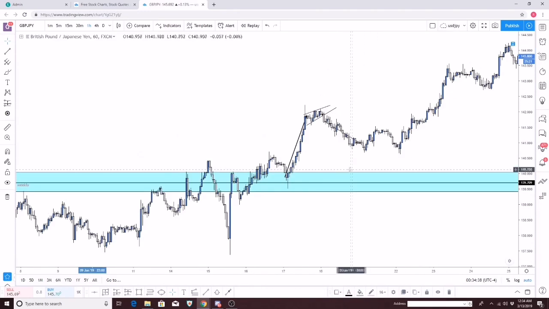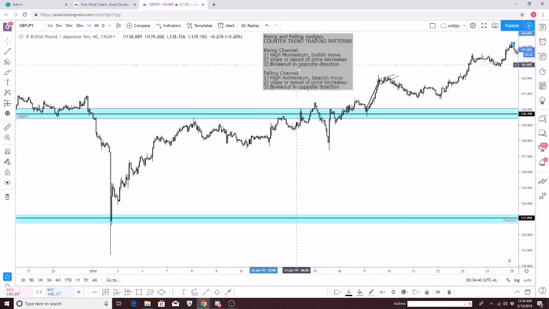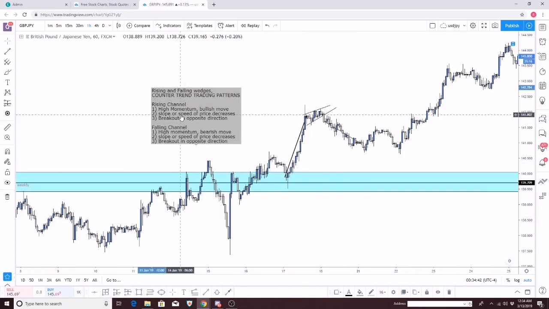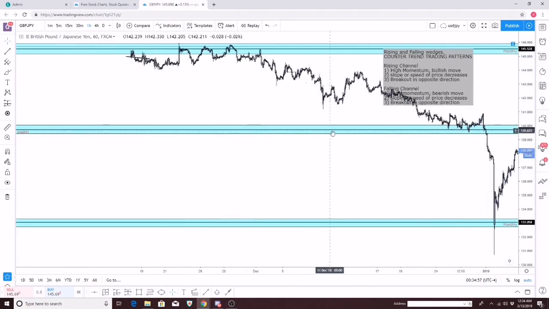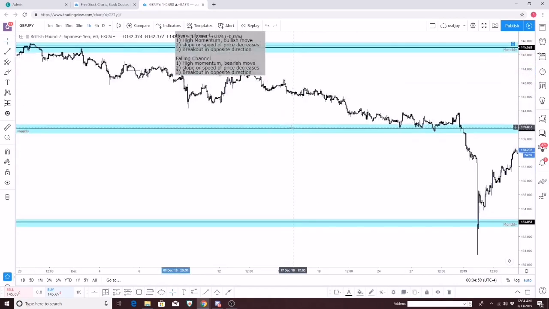So again, I'll just recap. A rising wedge, we have a high momentum move, a high momentum bullish move. We'll see price slowly start to decrease in slope, meaning it'll start trending sideways at an angle, and then a breakout in the opposite direction. And again, with a falling pattern, it's pretty much all the same thing, right?